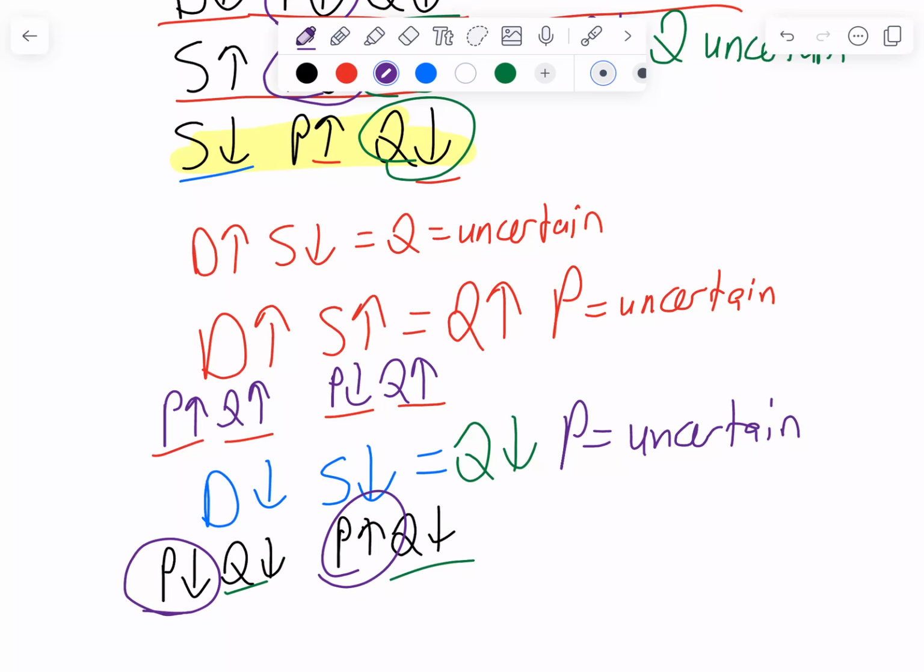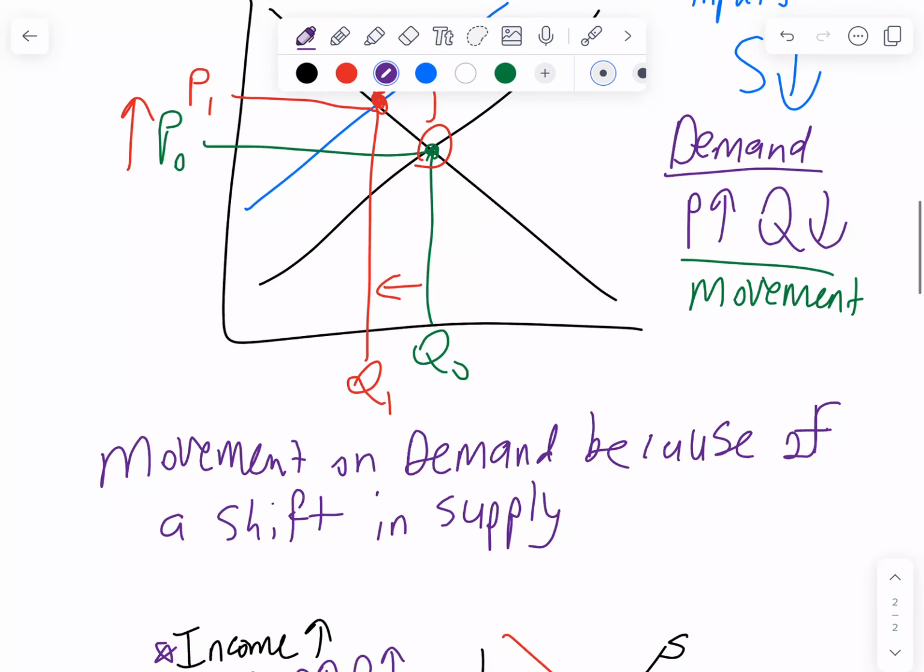If you are still confused about that, that's perfectly fine. Please let me know, and I'll explain it to you in a different way. The arrows really help me understand what is uncertain because it's going up and down at the same time. So I don't know. So it's uncertain. And then on the prices, as prices cause a movement, everything else causes a shift. Once you know the shift, you then know your movement.